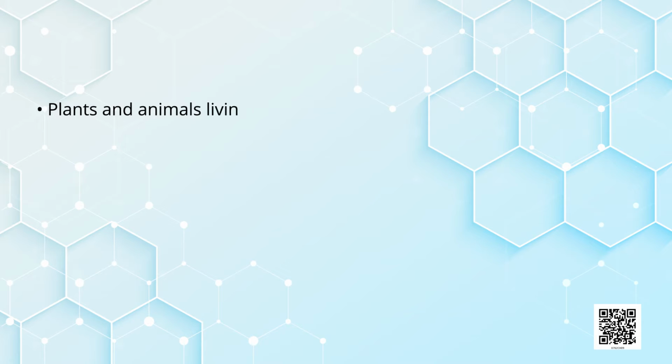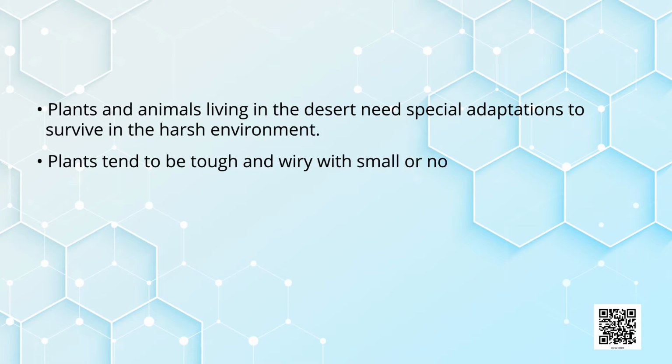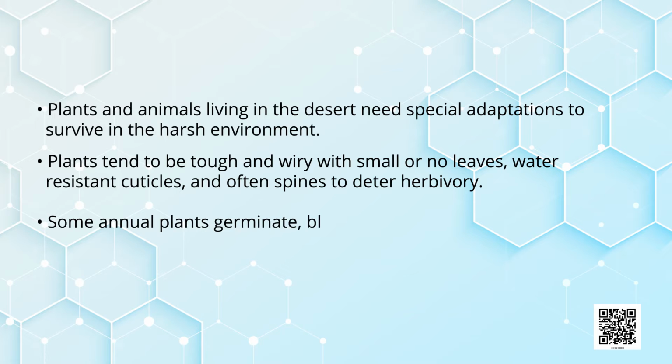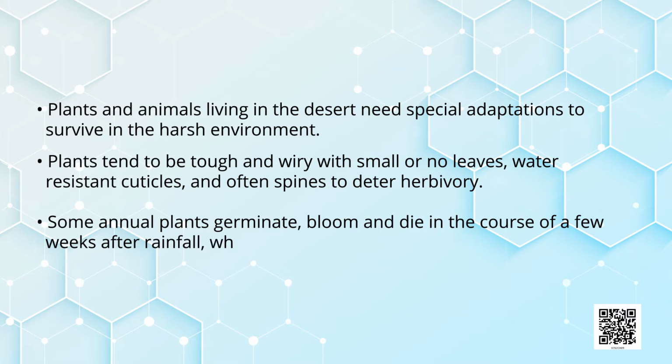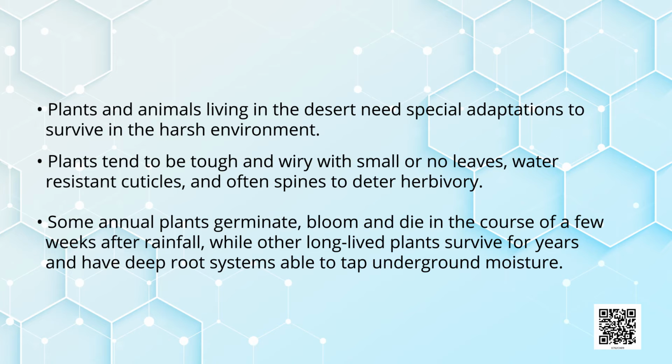Plants and animals living in deserts need special adaptations to survive in the harsh environment. Plants tend to be tough and wiry with small or no leaves, water-resistant cuticles, and often spines to deter herbivory. Some annual plants germinate, bloom, and die in the course of a few weeks after rainfall, while other long-lived plants survive for years and have deep root systems able to tap underground moisture.